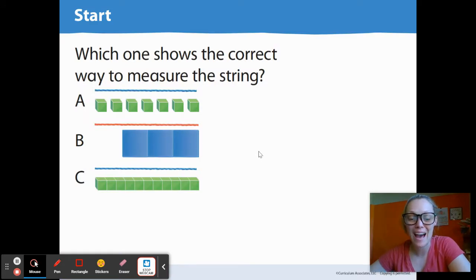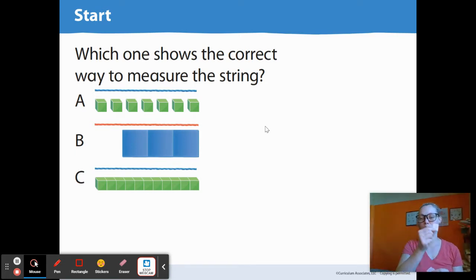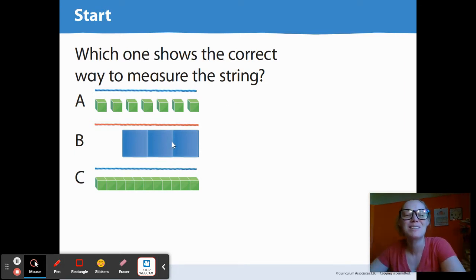We've been learning about how to use a unit, and we can use pretty much anything as a unit to measure, but we just need to make sure we're using the same unit for the whole object. There are some other things we learned about too that are important to remember. So let's take a look here and see if you remember what those important things were.